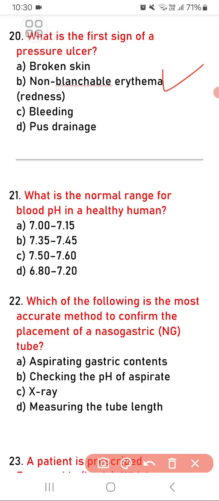What is the normal range for blood pH in a healthy human? 7.35 to 7.45. Which of the following is the most accurate method to confirm the placement of a nasogastric NG tube? X-ray.